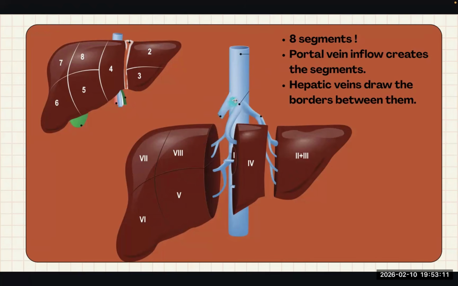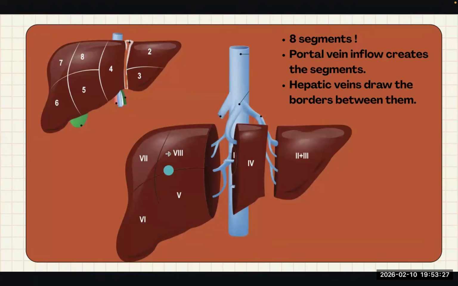A right portal vein and a left portal vein. The right portal vein supplying the right side and the left portal vein supplying the left side. Okay? And then there's the hepatic vein, which is between them in there. All right? Now let me tell you how we got these 8 segments.